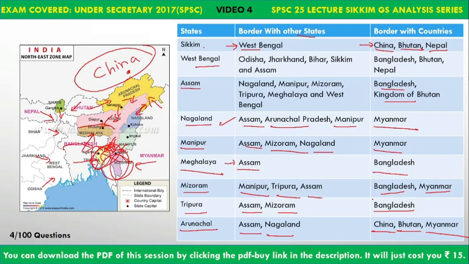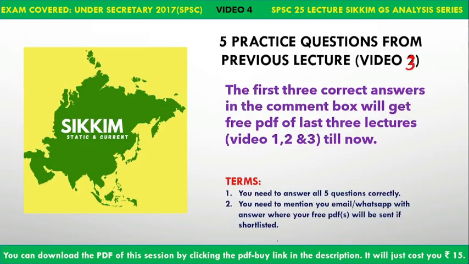So please download the PDF from the link in the description and try to memorize this table. With this we complete the analysis of the 4 questions asked in the Under Secretary Prelims paper 2017 of SPSC from the Sikkim GS portion. Now we have 5 practice questions from the previous lecture, that is video 3.